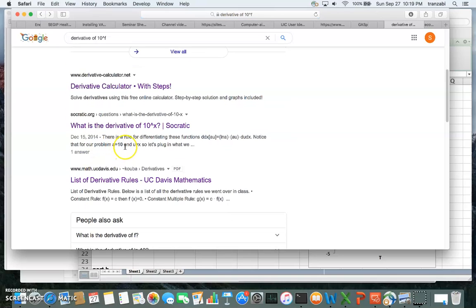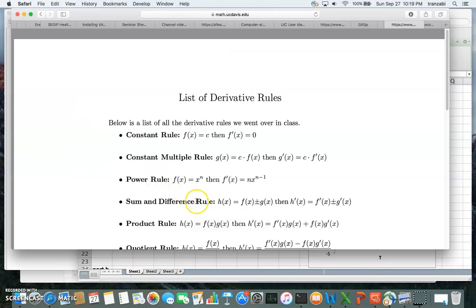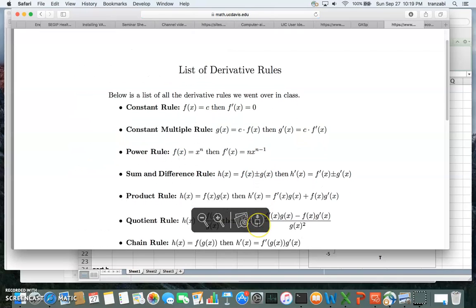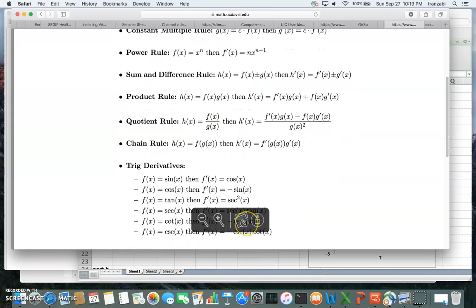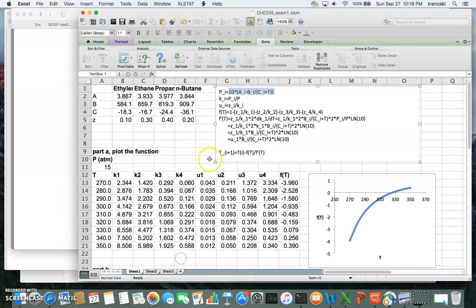You go back, even if you go to the third link here, list of derivative rules from UC Davis Mathematics. If you go in there, then let's scroll down a little bit. And down here, exponential derivatives, you see that the first line here in this section is, in fact, more generic. I like this one more. It's a raised to the function of x. And derivative of that would be, again, a raised to the function of x, same as before. So that's the original function f, times the derivative of exponents, and then times log of a. Okay? So we're going to perform the same thing here.